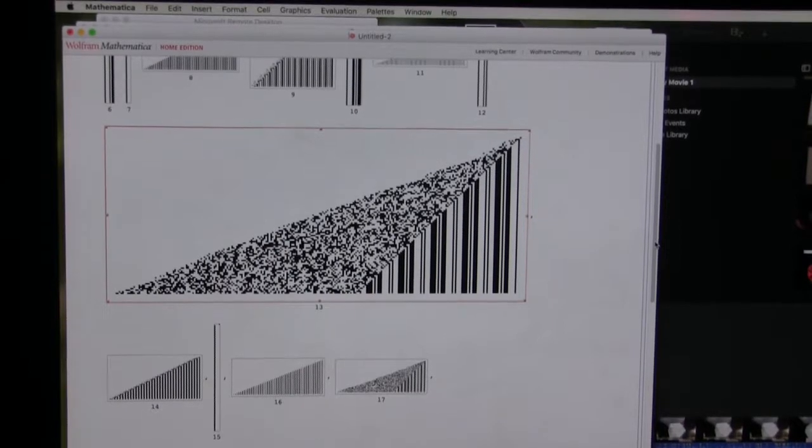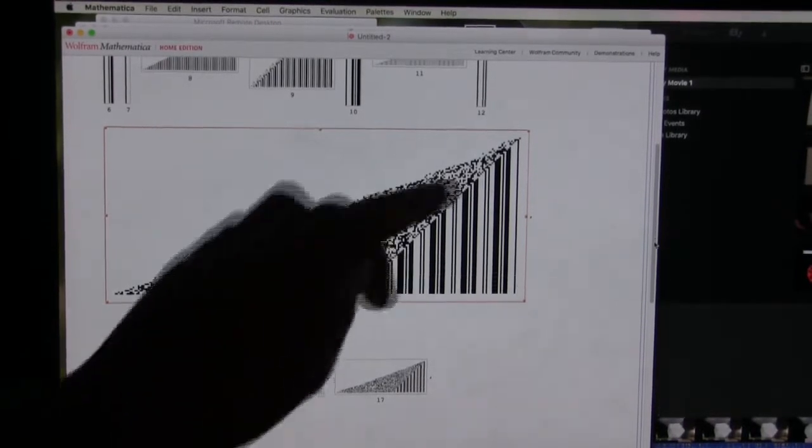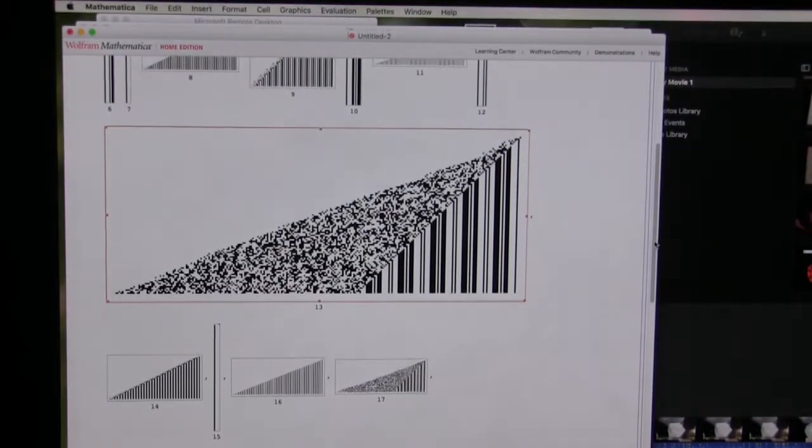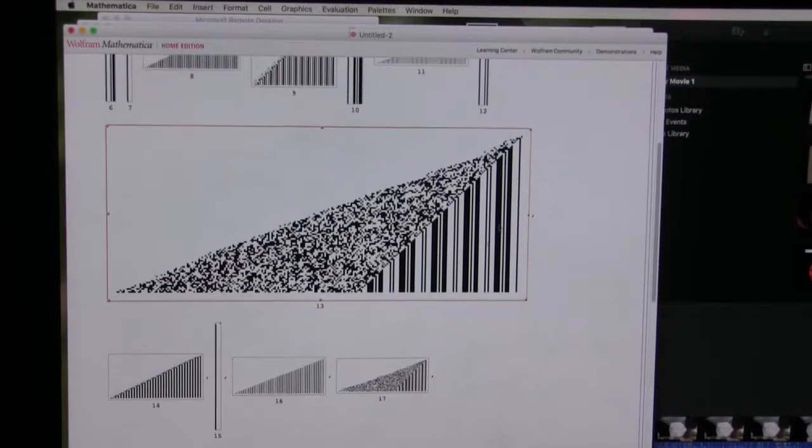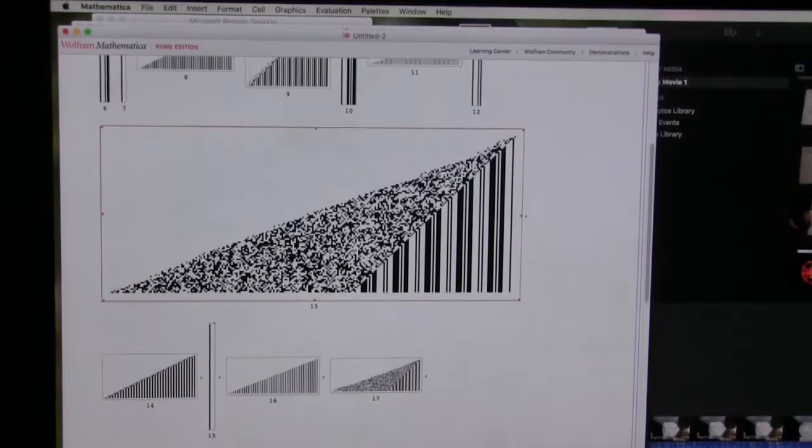It's completely random on one part. And there's an actual line, a sort of dividing pattern. So what do you think is going on here? Do you see any pattern in these dots at all? No. Over here? Nope. Nothing.